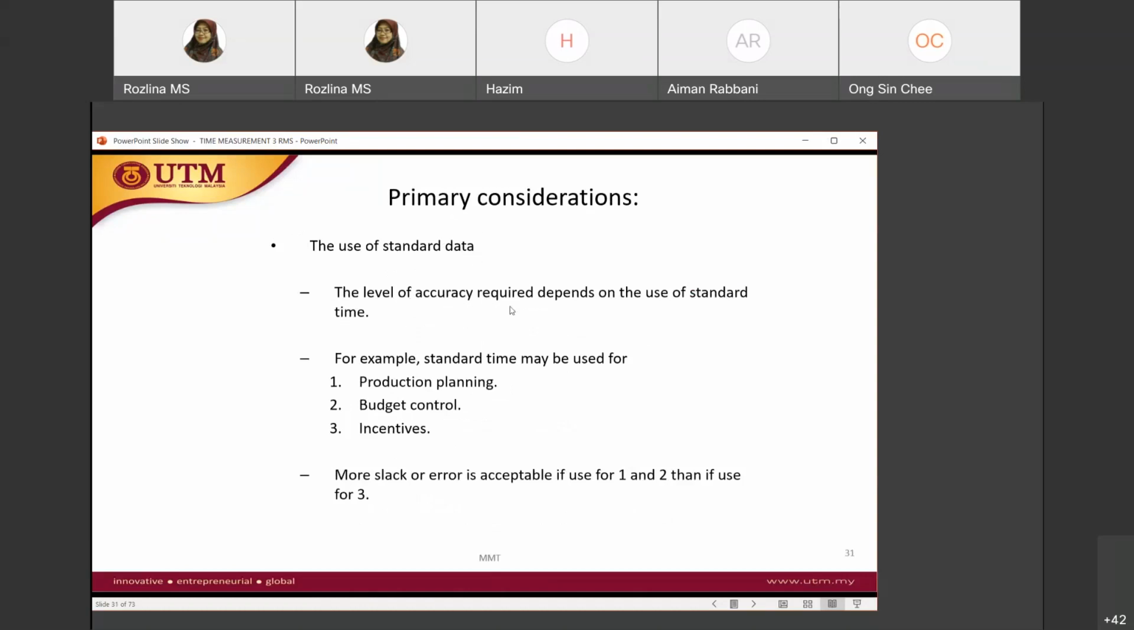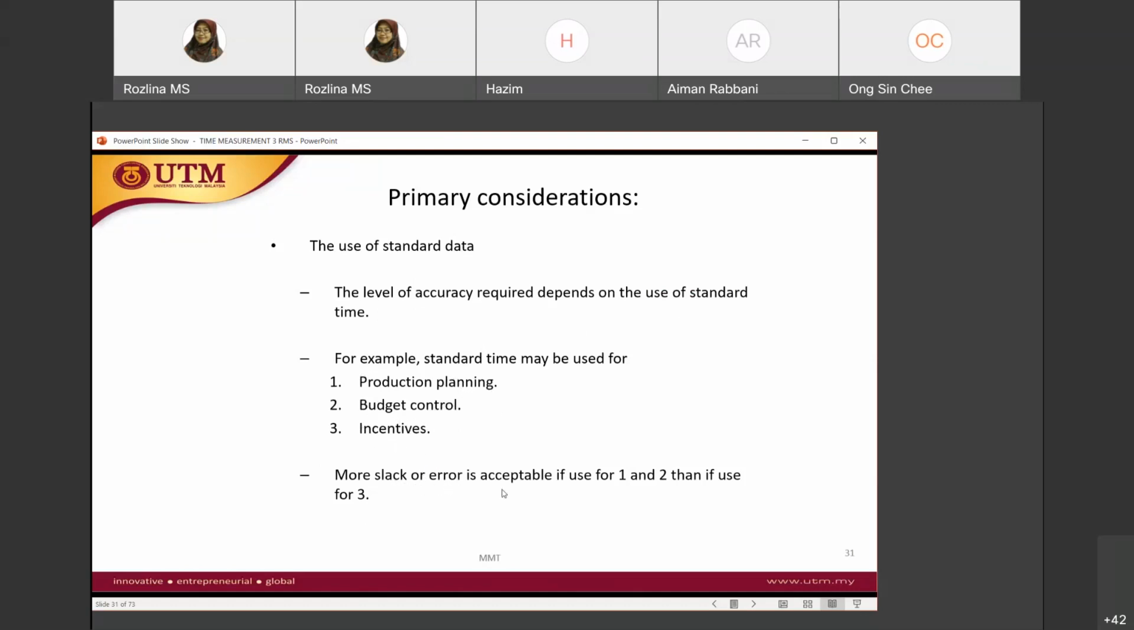Okay, the use of standard data. The level of accuracy required depends on the use of standard time. For example, standard time may be used for production planning. Standard time can be used to allocate the budget, or maybe for the incentive. When you get the standard time, you can use it for these factors: production planning, budget or incentive.